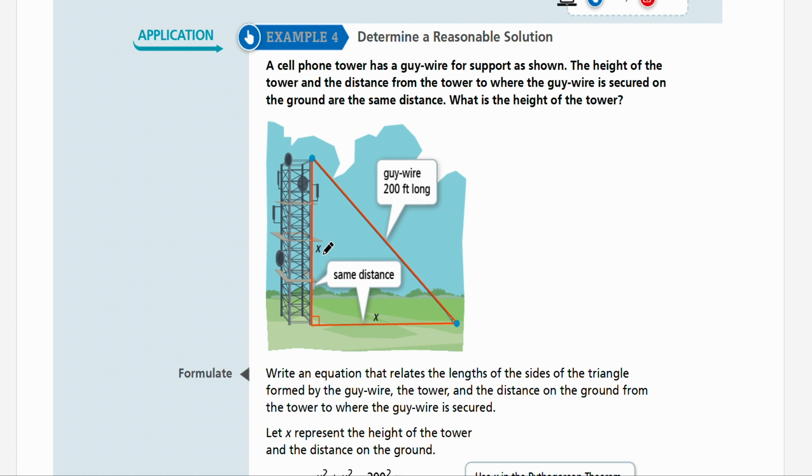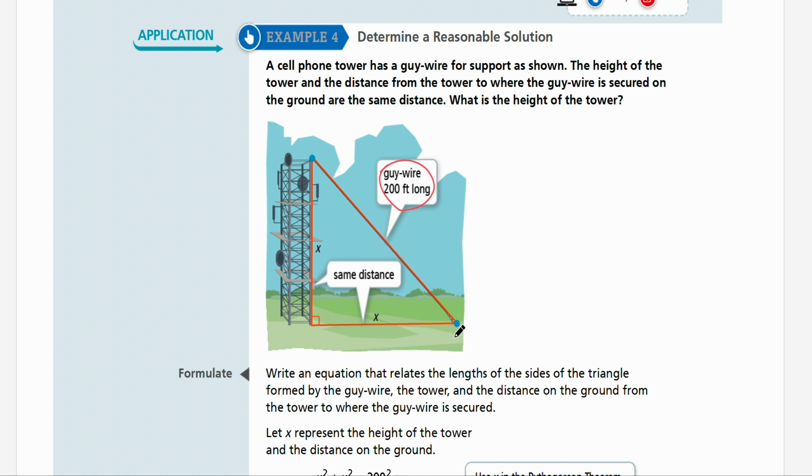But we can figure it out if we have enough information. But here we have the information, right? The guide wire is 200 feet long. What's the height of the tower? So we want to figure out the height of the tower, which is the same as the distance from the tower to where the guide wire is secured on the ground.